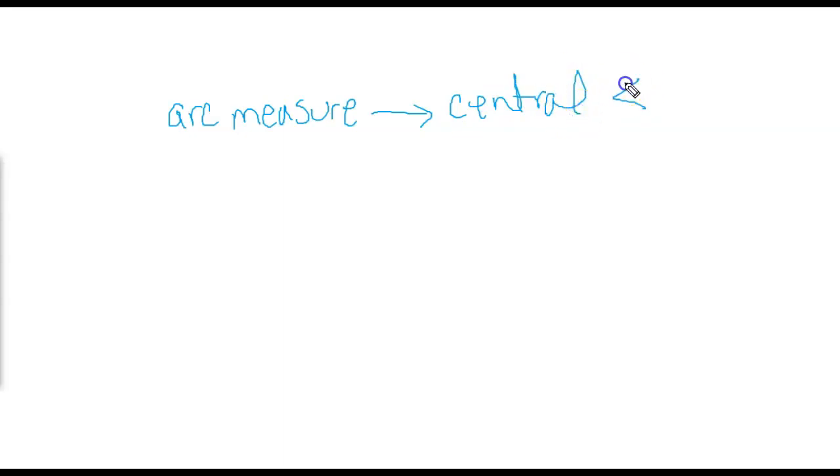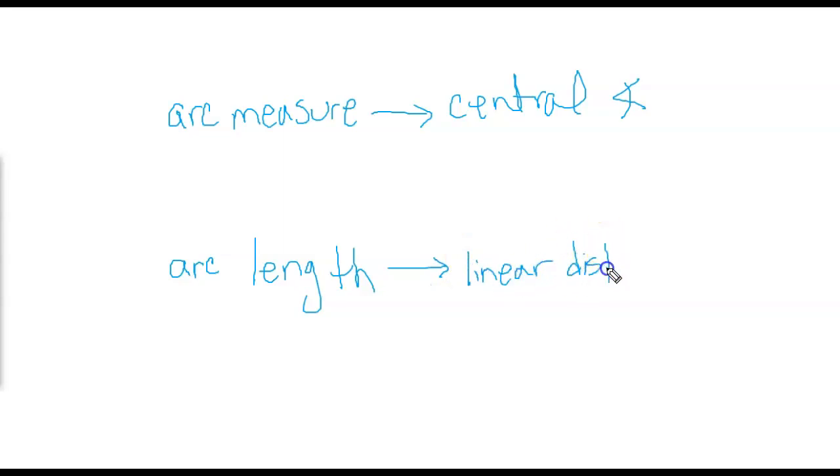One of the big takeaways for this lesson is to notice that arc measure is found by the central angle associated with that arc. The beginning of the arc and the end of the arc, if they are connected to the center of the circle, that angle is the central angle. And that is how we measure an arc. That is its arc measure. But an arc length is its linear distance. And we find this as what piece of the circumference is it? So arc length is a piece of a circumference, and arc measure is a degree based on its central angle.